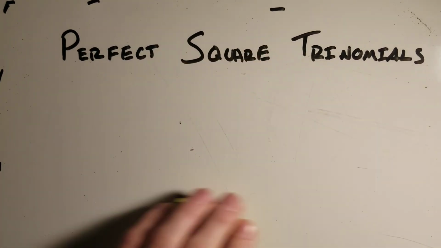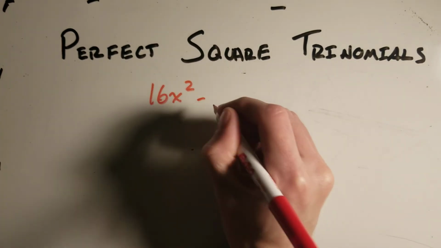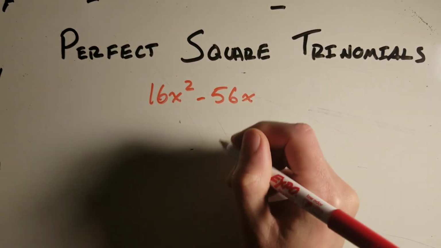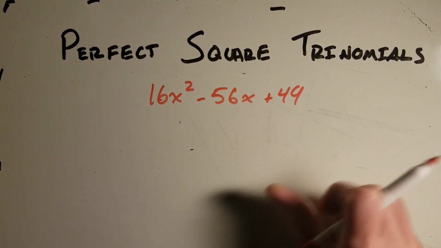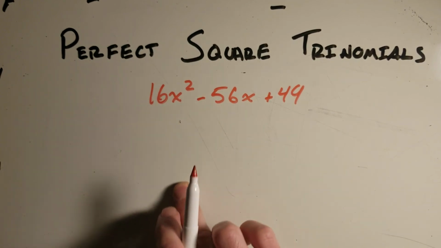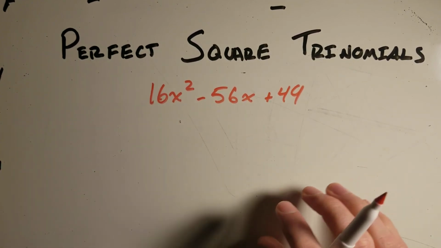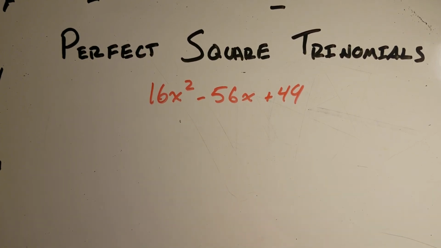Alright, on to our last one of the day. We have 16x squared minus 56x plus 49. So GCF, I don't see a GCF that we can pull out. And what's nice about GCF is sometimes it does kind of uncover that something is a perfect square after you take the GCF out, which we just saw in the last one. So that sometimes is really nice.